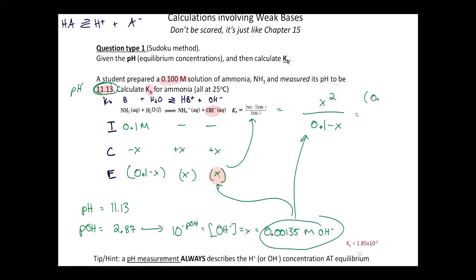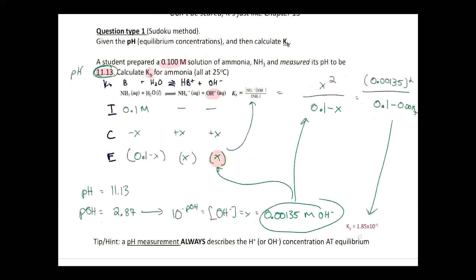So it's 0.00135 squared over 0.1 minus 0.00135. Okay, and then you get a Kb value of 1.85 times 10 to the negative 5. Right, and that's like a normal Ka or Kb value. It's like 10 to the negative something. All right, so this was no different than the weak acid one. It's just we used a Kb expression. X represents hydroxide concentration. So keep that in mind because the next type of ice table is one where we do approximate.